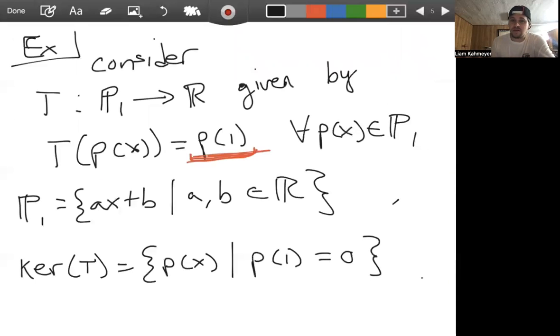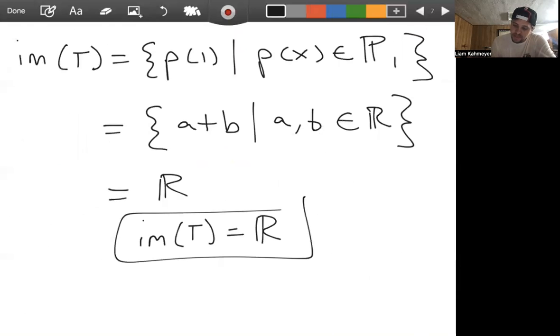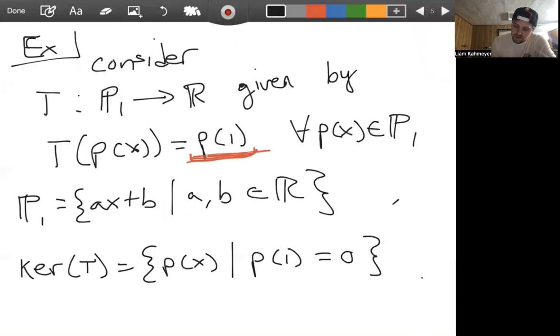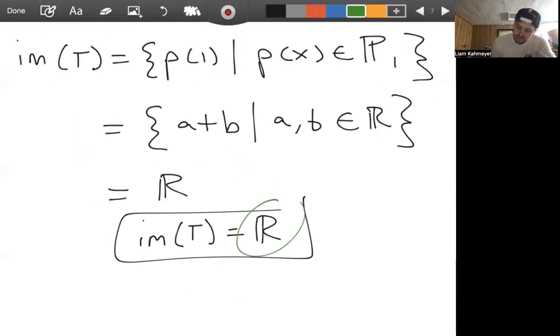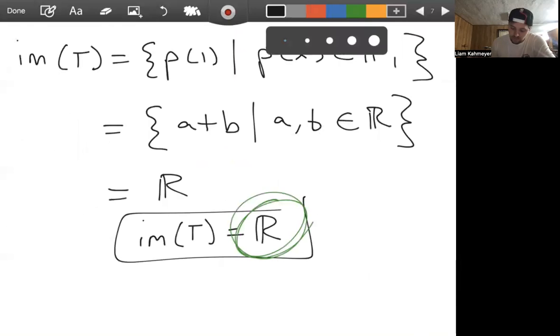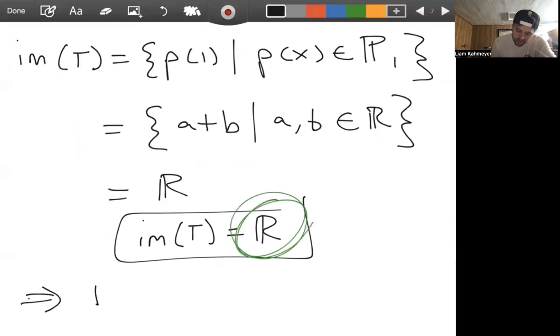Well, so we calculated the kernel and the image, which is what we wanted to do. You may notice the codomain of this map was the real numbers, and it's also the image. And so the codomain equals the image, and if you remember, this implies that T is surjective.